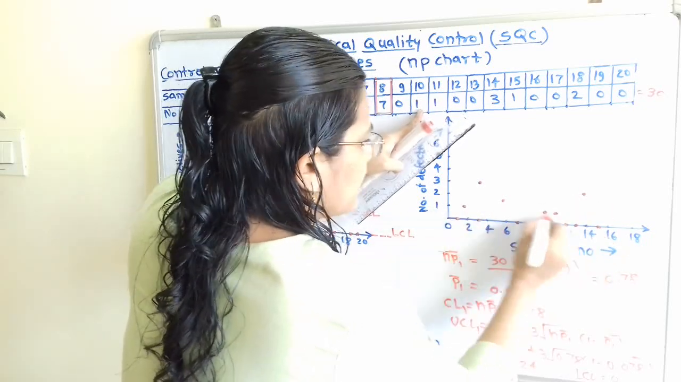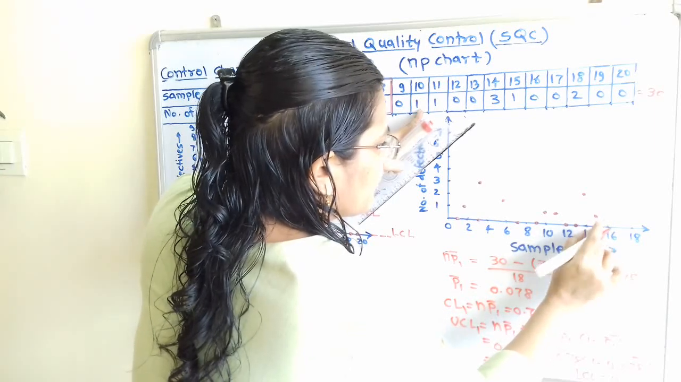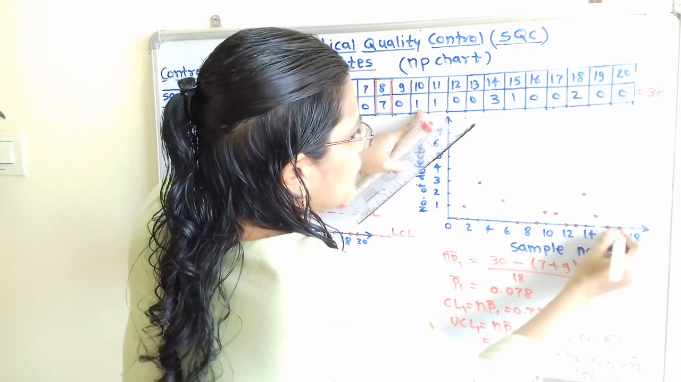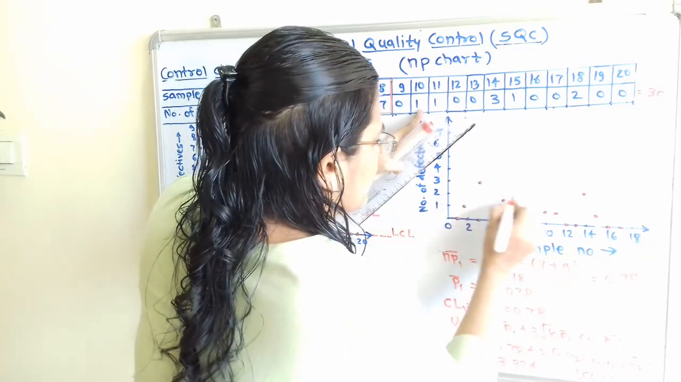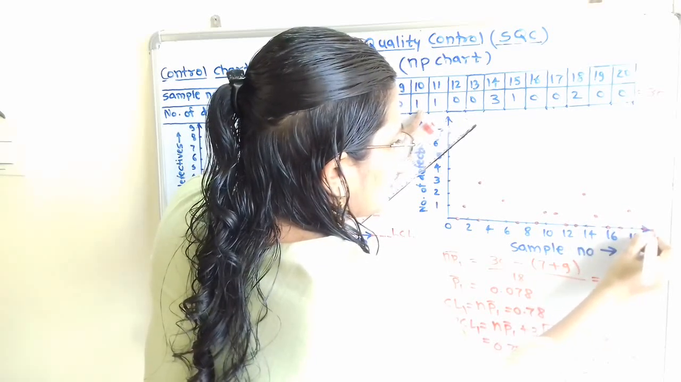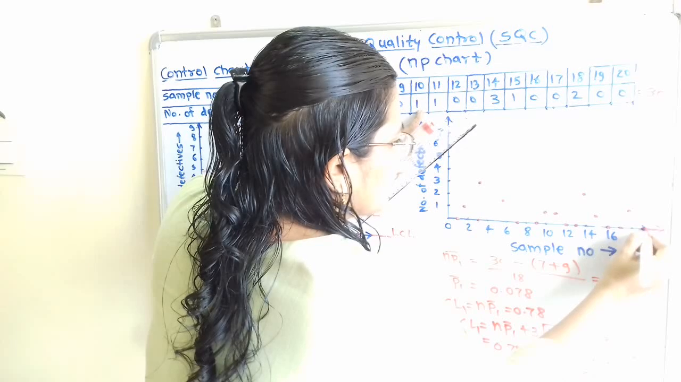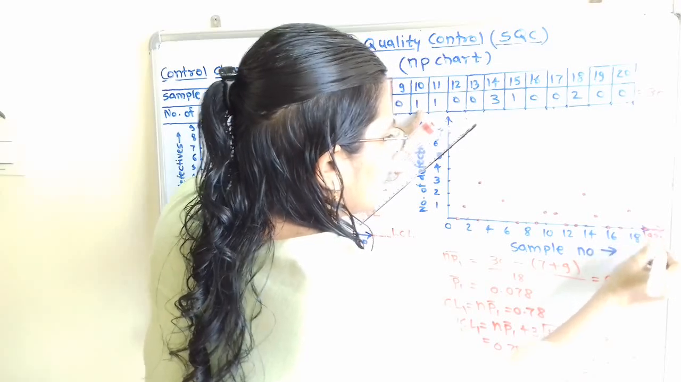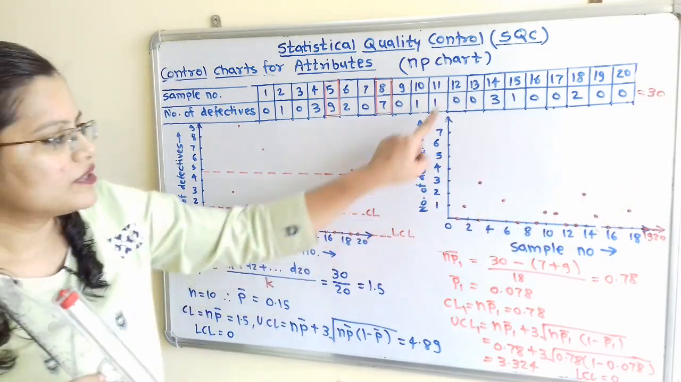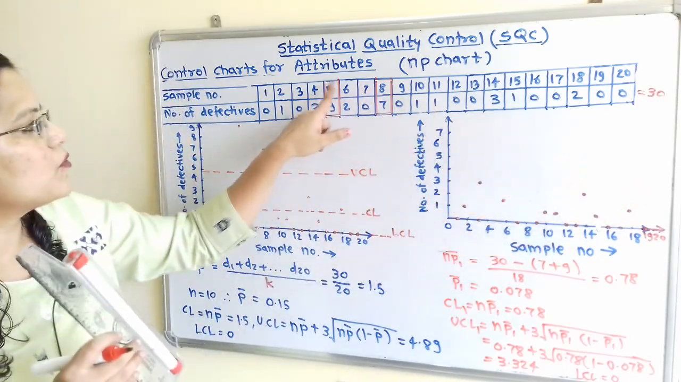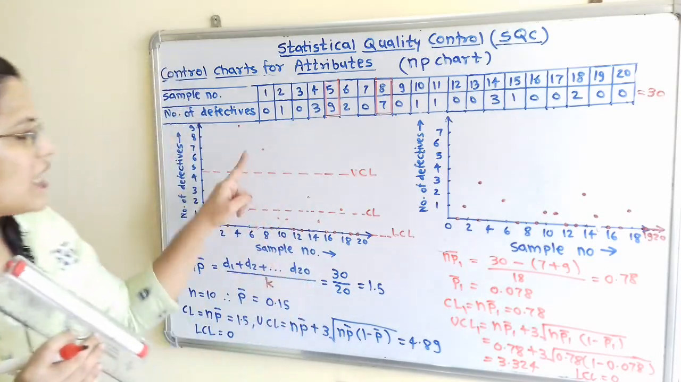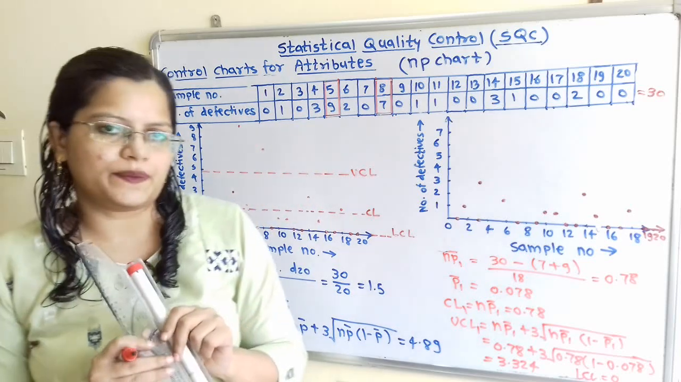So for 15 it is 1, then 16 it is 0, 17 it is 0, 18 it is 2. So here we have to plot 2. Then 19 is 0 and 20 is also 0. So we will extend this. So for 19 and 20 it is 0. So in this way, this is the new chart, because we have removed these two samples, sample number 5 and sample number 8, which are out of the control limit.